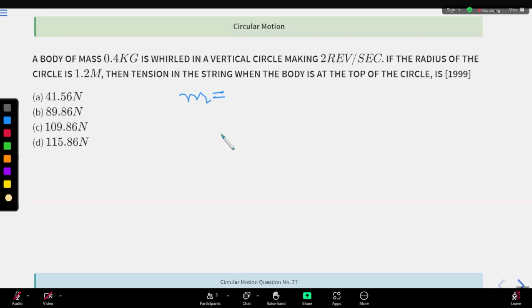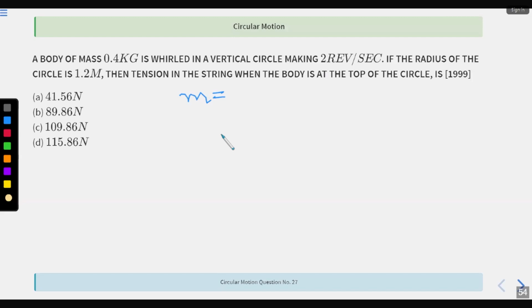So you get 1000. Yeah, they have given a body of mass 0.4 kg whirled in a vertical circle making 2 revolutions per second. If the radius of the circle is 1.2 meter, then the tension in the circle is.